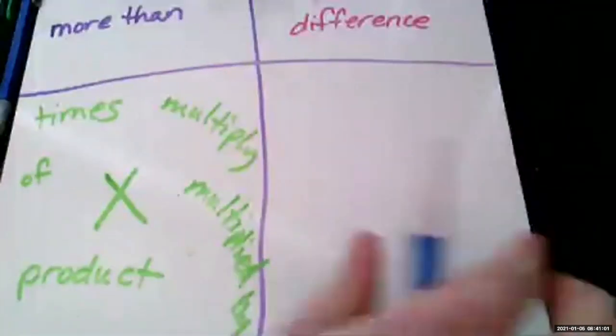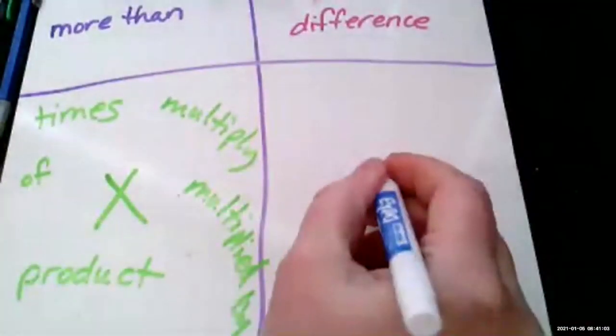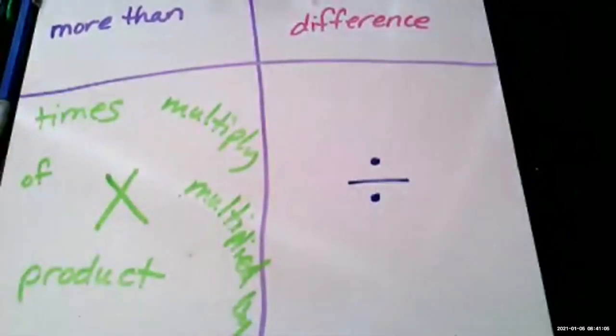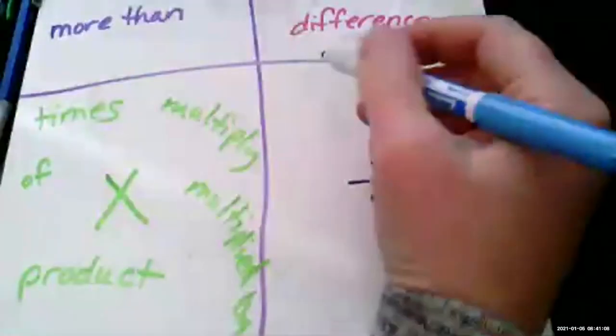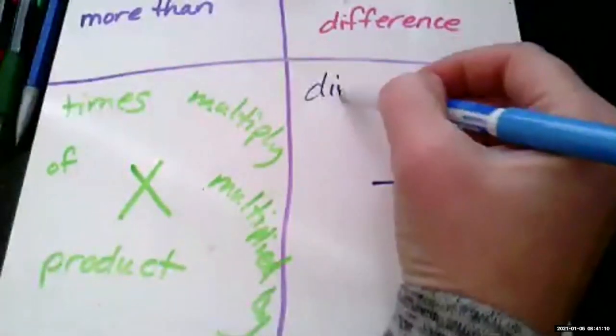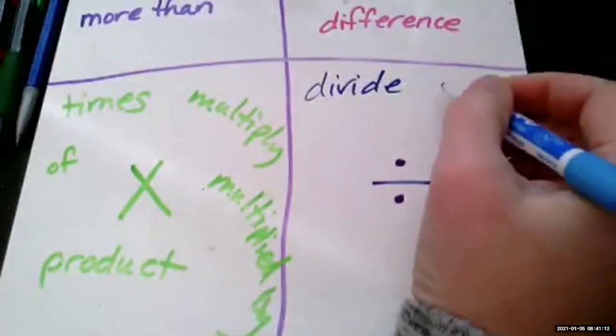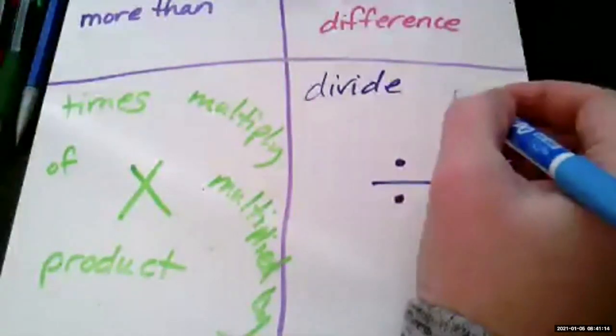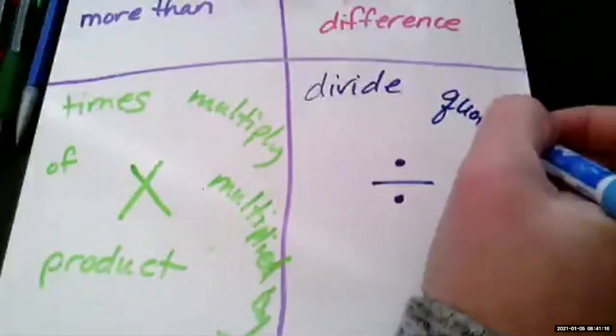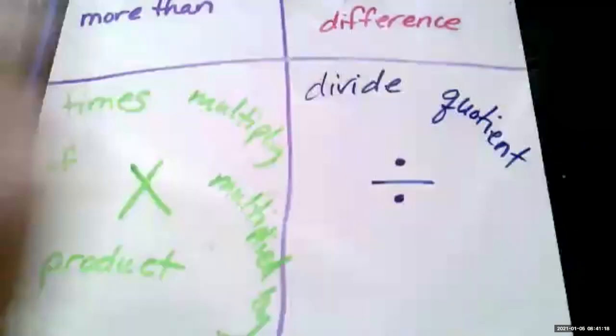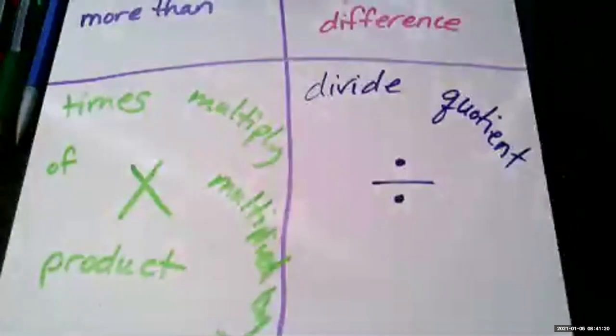All right, last one, of course. What about this symbol? Give me some synonyms for this symbol. Yeah, you knew it. Divide. Good. I saw somebody already write it. Quotient. The quotient is an answer to a division problem.